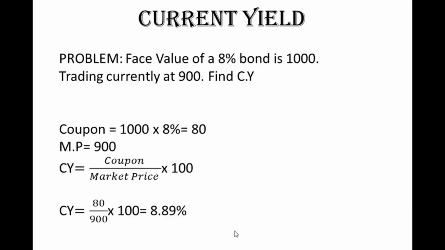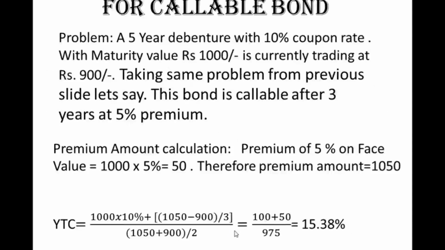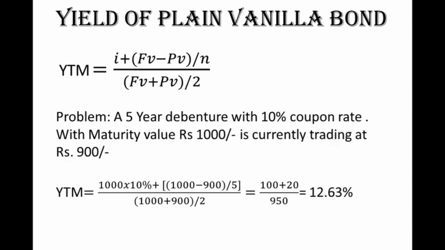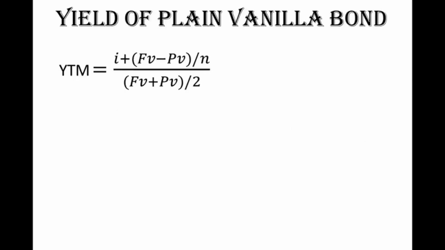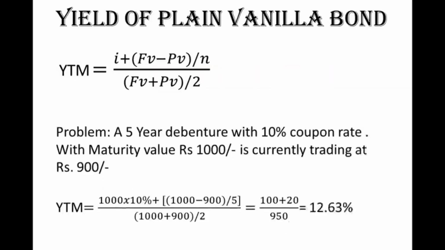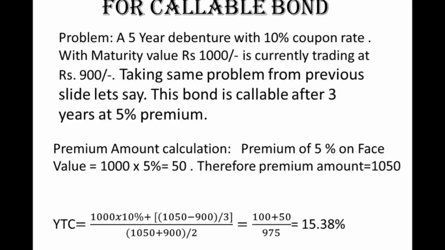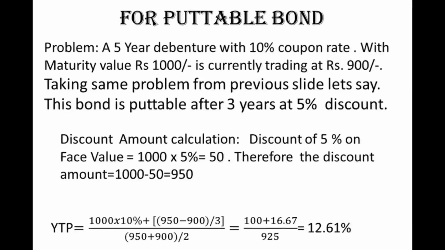Current yield is a very basic formula. Most of the problems will come from this aspect and the non-vanilla kind of bonds. The non-vanilla kind of bonds we will see later in the next class. So that's it for today. In the next class, we will cover the non-vanilla bond returns. Thank you.